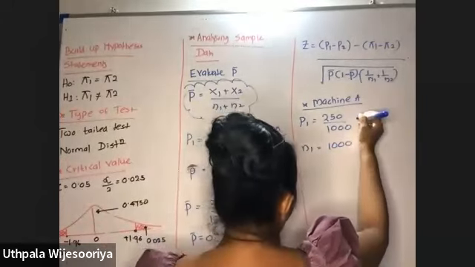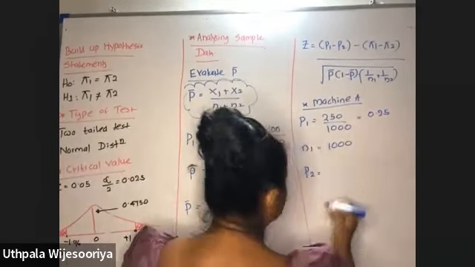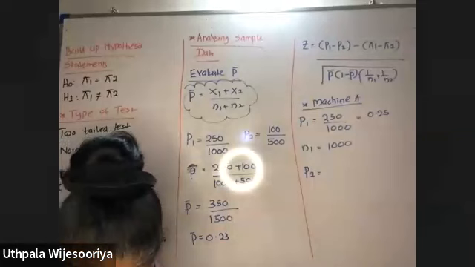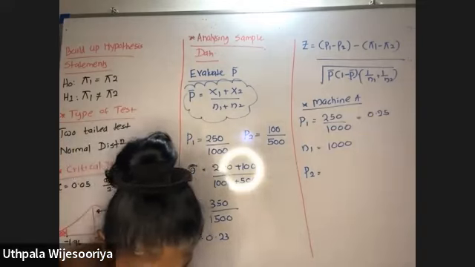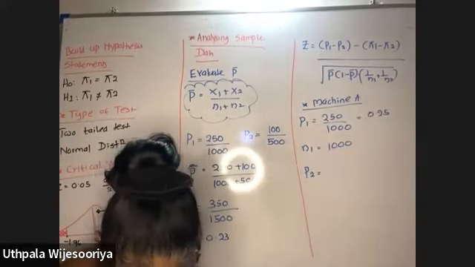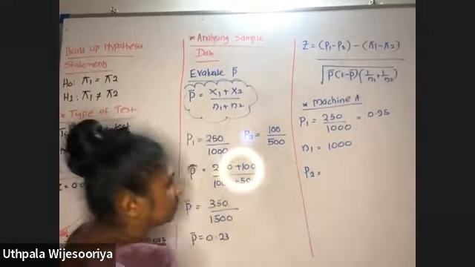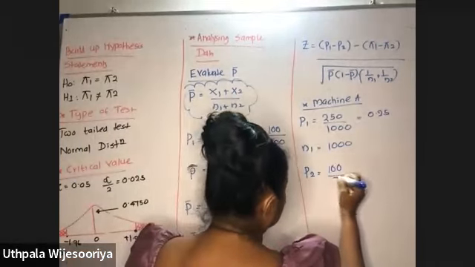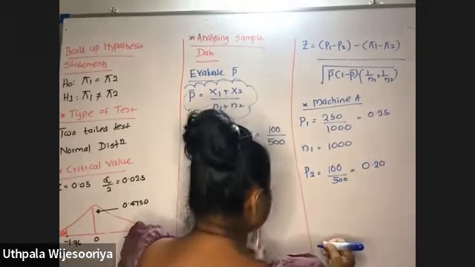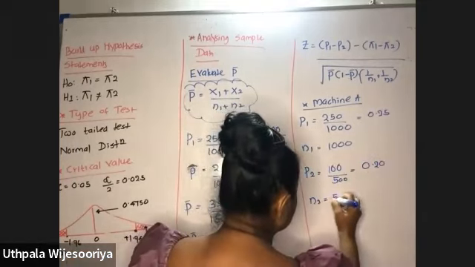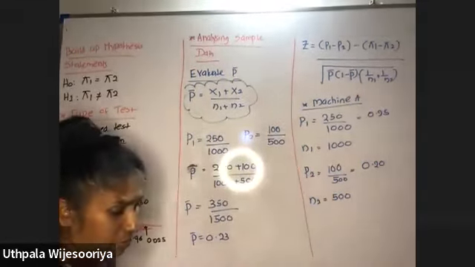P2, as a decimal here, is 100 over 500, that is 0.2. n2 is 500. Now calculate your Z value.